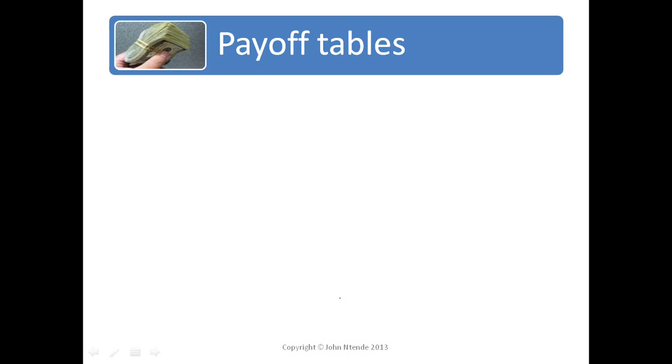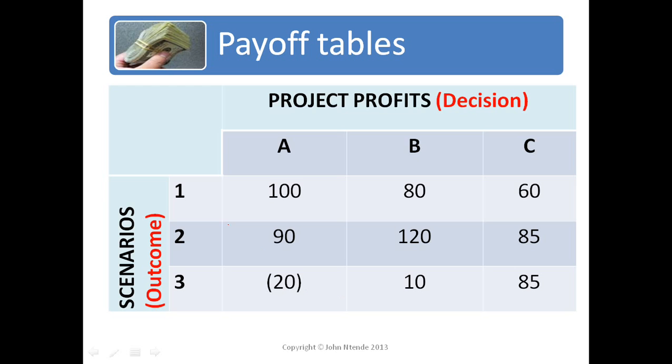So briefly, let's look at what a payoff table is. A payoff table is a matrix showing different profit figures for different projects. In this case, we have projects A, B, and C under different scenarios. So you have scenario 1, scenario 2, and scenario 3. Now, these scenarios could be the demand conditions. So in this case, for instance, if you choose project A and the demand condition is 1, then you make $100. If you populate such a matrix, this is something which is called a payoff table.